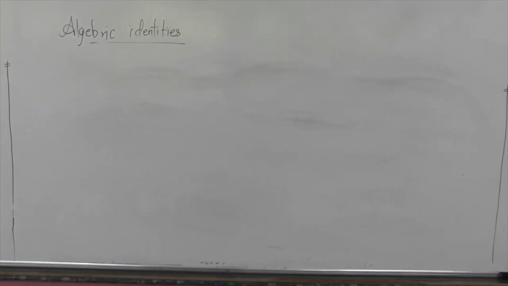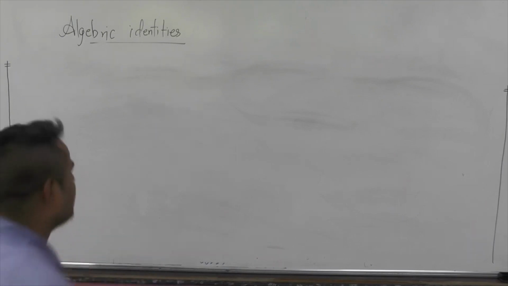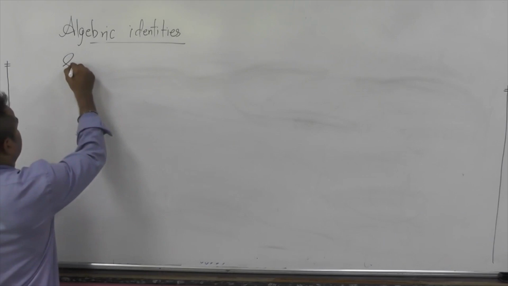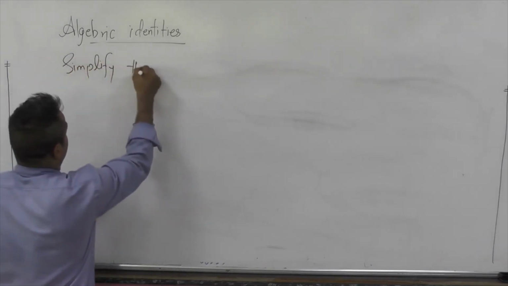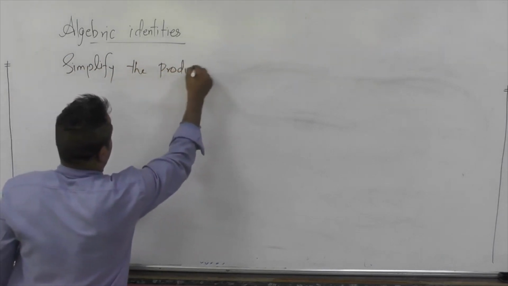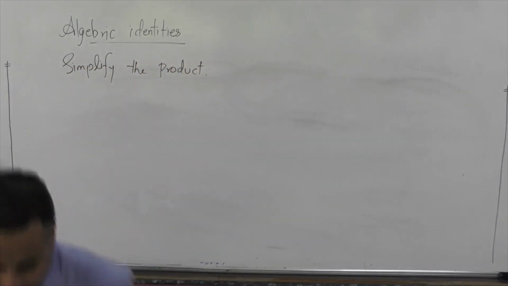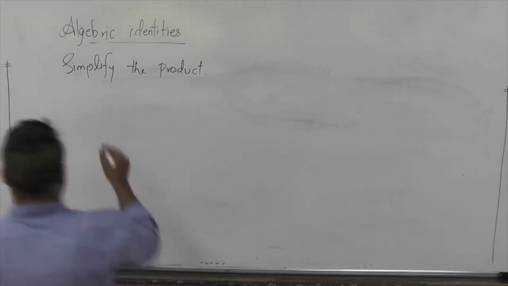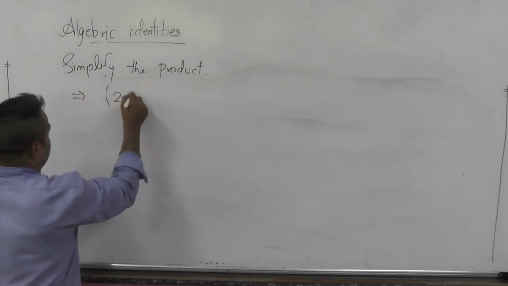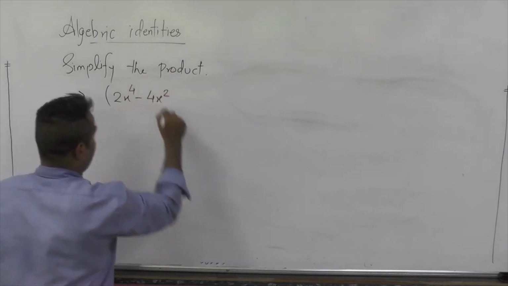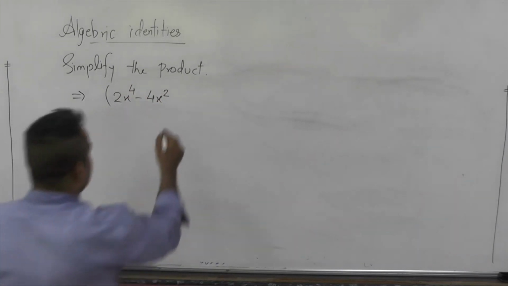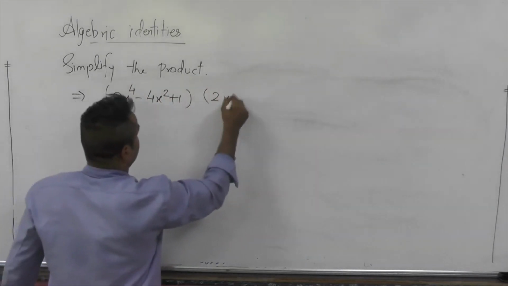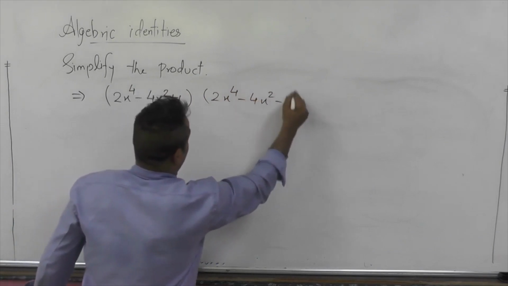Okay, now let's see one more example of it. Here I am having some simplified questions. Simplify the product. Okay. Here we are having a question. Question is 2x to the power 4 minus 4x square plus 1 and 2x to the power 4 minus 4x square minus 1.